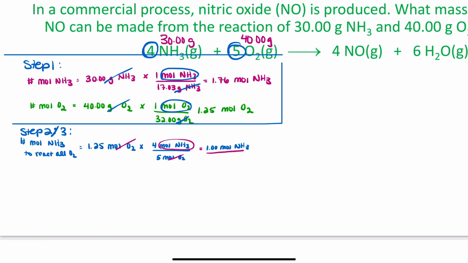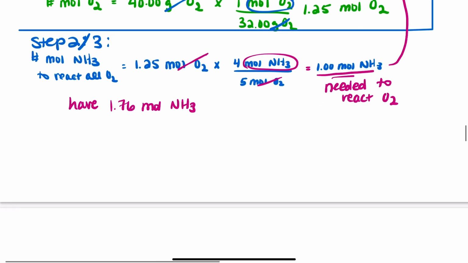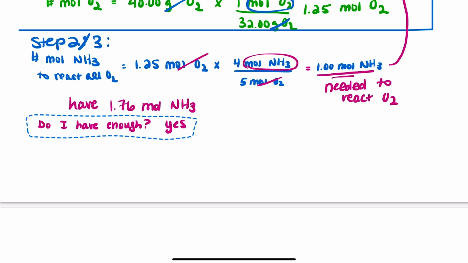I am comparing the moles needed. This is how many moles needed to react all of my O2. And I have 1.76 moles of NH3. I ask myself, do I have enough? And the answer is yes, I do have enough. That is step 4, by the way, asking myself, do I have enough?